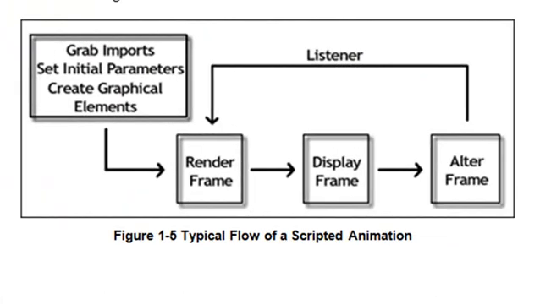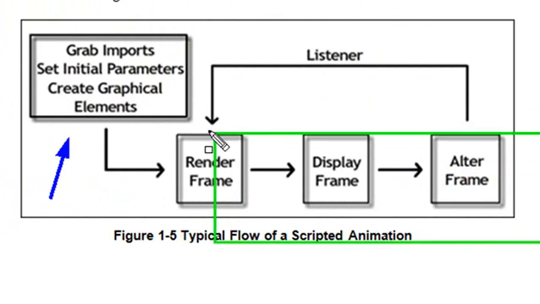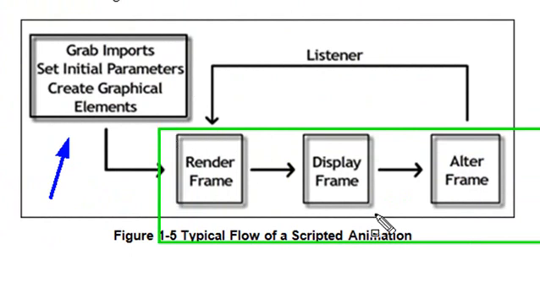Basically, an animation engine consists of two major parts. On the first part, you grab the imports, set the initial parameters, and create graphical elements. On the second part, you can have three possibilities: you can render a frame, display a frame, and alter a frame. Sometimes this is all one step, or other times it's separated into different classes. But what you want to do is make that go around in a circle and iterate over and over again. So you can see this loop right here is created by a listener.